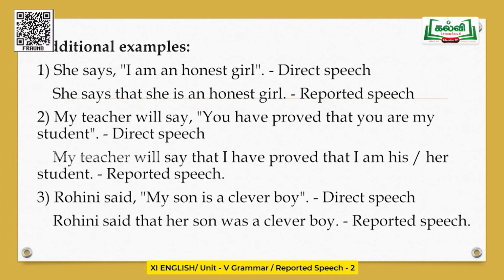My teacher will say, "You have proved that you are my student." My teacher will say that... "You" here means there is no specific listener, but you have to imagine that the teacher speaks to you. Okay. So you can use the first person pronoun I. I have proved. Don't change the tense, because "will say", "says", there is no need of changing tenses. So that I have proved, no problem, you can write. "You are" becomes "I am". My student, who refers to the teacher.